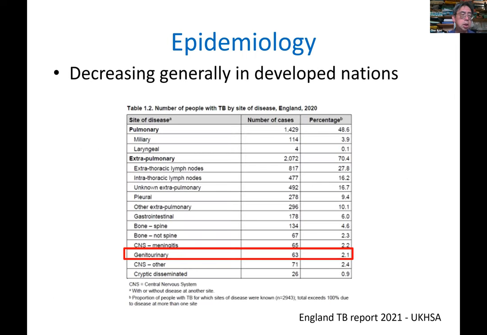I'm just showing you a slide from the UK. This is the UK Health Security Agency report from 2021, which reports one year back, so UK figures here from 2020. In the UK, we have a slightly atypical pattern compared to the rest of the world, in that only about 50% of our cases have pulmonary TB. When you then add in extrapulmonary TB, that accounts for at least about half of our cases. But here is our genitourinary percentage, and you'll see this is 2%. So relatively small, but certainly a recognized manifestation of TB, even in a developed country setting.